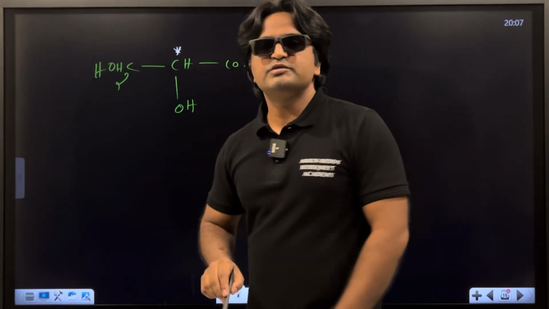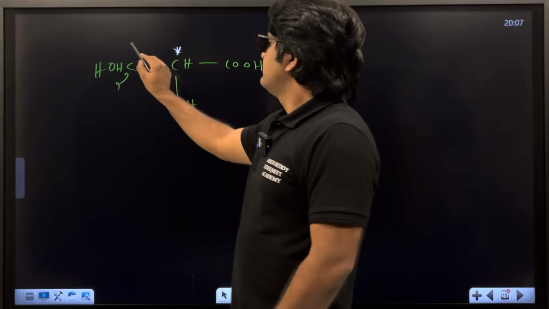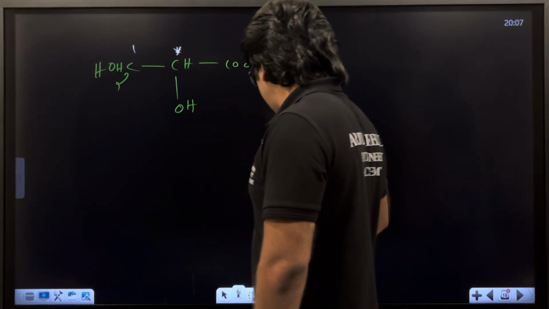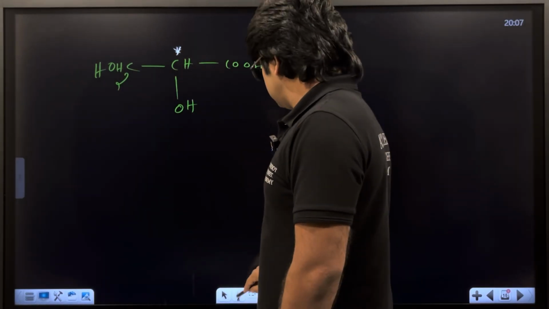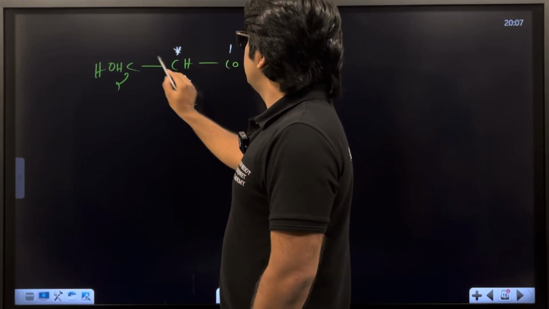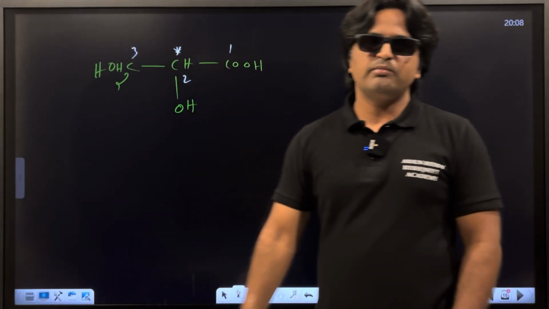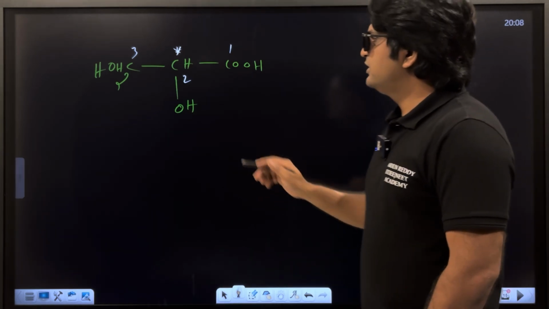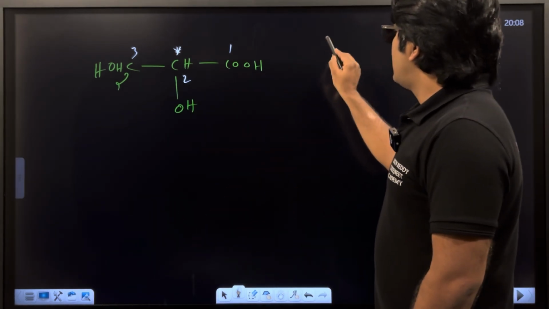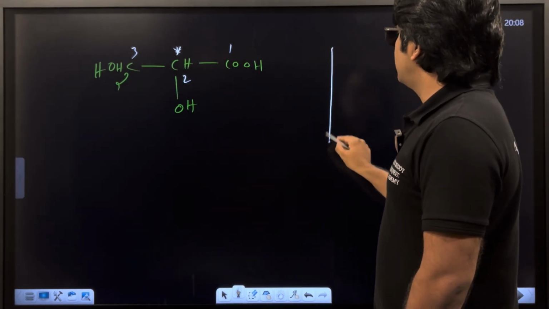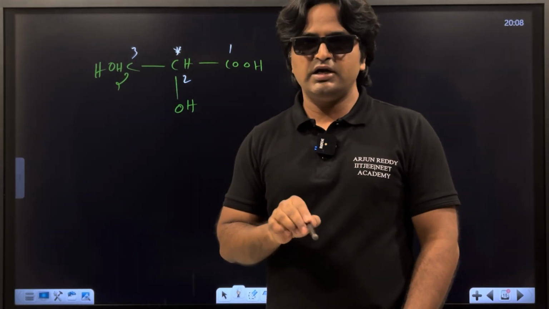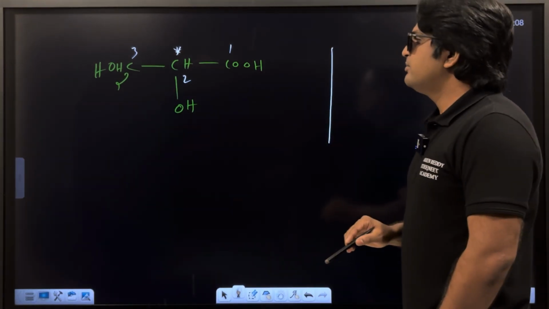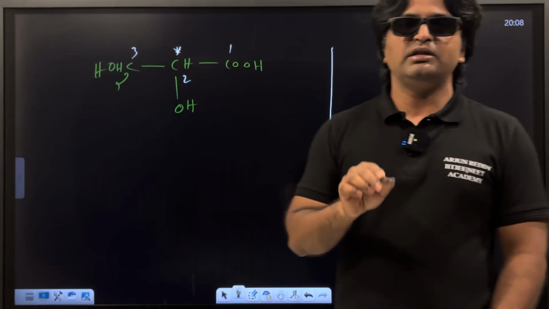How many carbon atoms present? 3 carbon atoms are there. First carbon, otherwise you can take from right side. First carbon, second carbon and third carbon atom. 3 carbon atoms are there. What is the first point? First of all, here 3 carbon atoms are there. All these 3 carbon atoms we are trying to arrange on the vertical line according to the Fisher rule. Maximum number of carbon atoms should be taken on the vertical line.